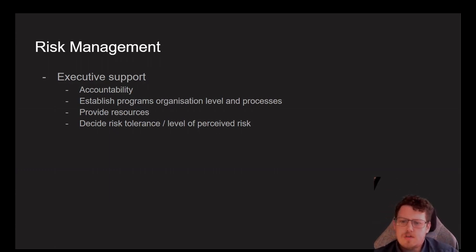So you want the organisation to be accountable for a given risk, right? And this might mean that they are going to assist in establishing new programs or organisation level processes. This comes into the risk governance stuff that we're going to talk about in a minute. You want support from the organisation because they're the ones that give you the resources you need to implement new security controls or come up with these processes. And at the end of the day, they're the ones that decide what the acceptable level of risk is.